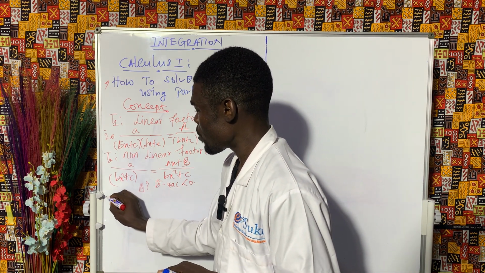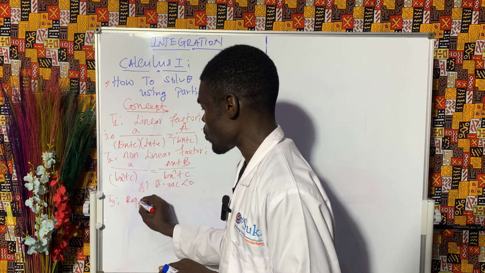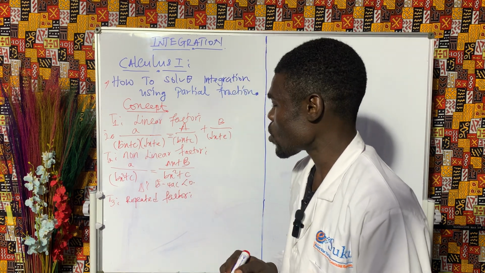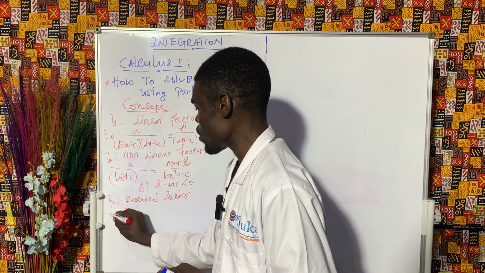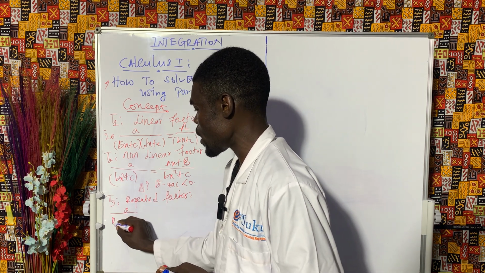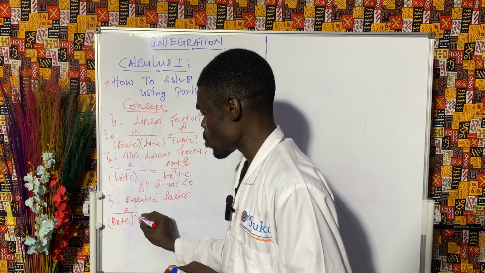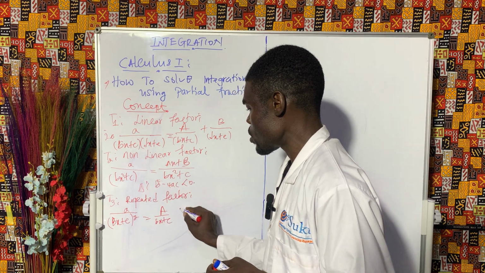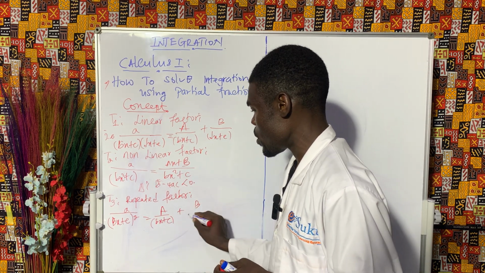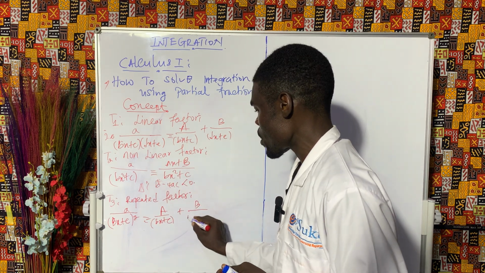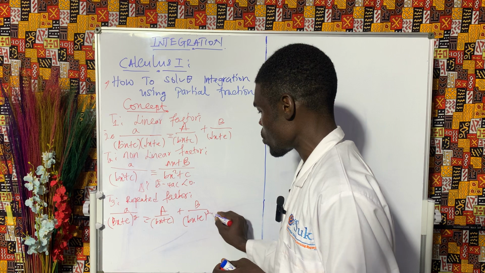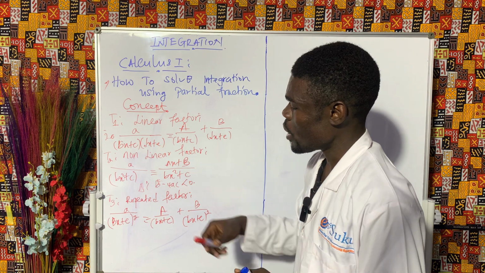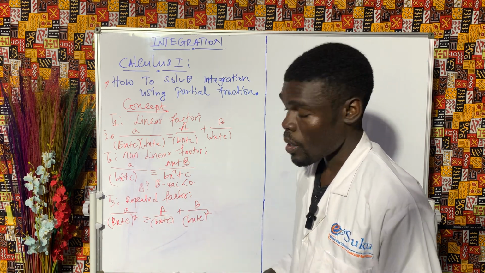For the third type, we have the repeated factor. Repeated factor says that if you have an expression like a over bx plus c to the power 2, you have a over bx plus c plus b over bx plus c to the power 2. If you have nth power, it means you are repeating, decomposing the expression into n terms.